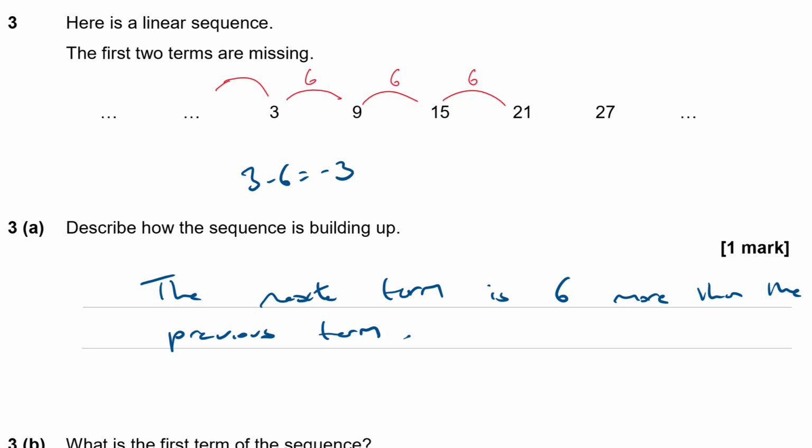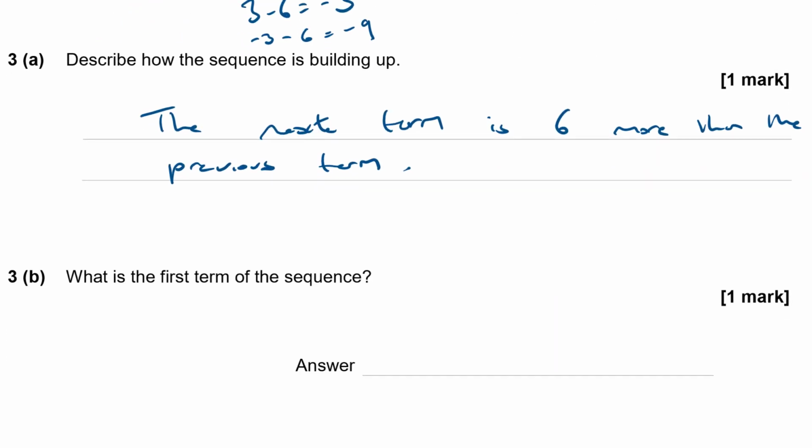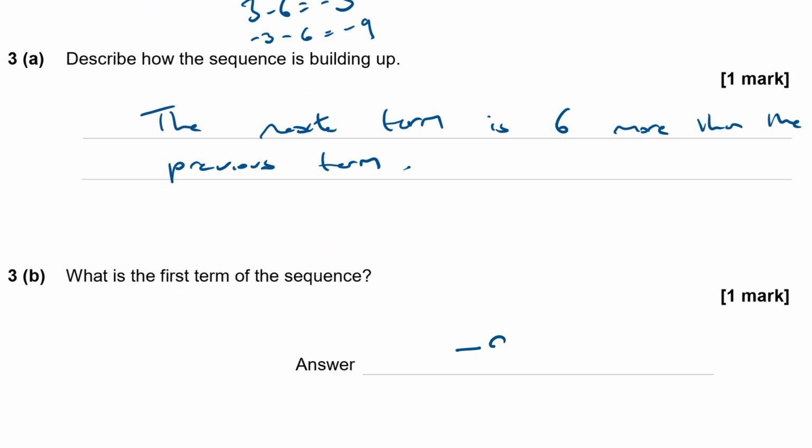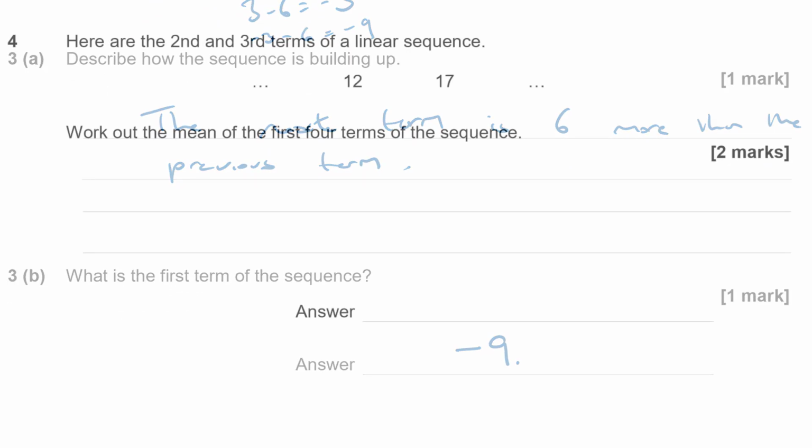So in here should be a minus 3. And then I need to subtract another 6 to go from there to there. So what's minus 3 take away another 6? Negative 3 take away 6. That's going to be negative 9 then, isn't it? So negative 9 goes there. So what is the first term of this sequence? It is negative 9. Question 4.